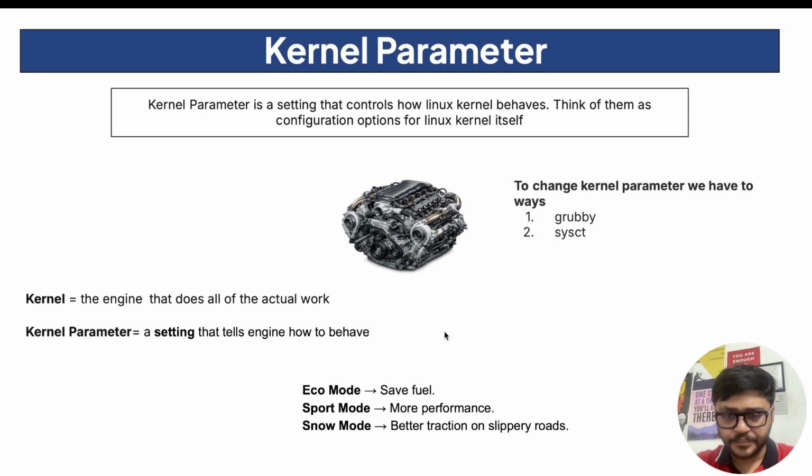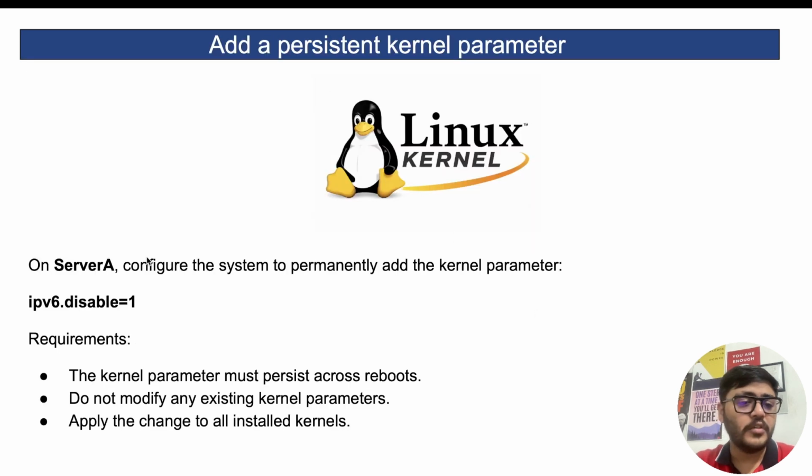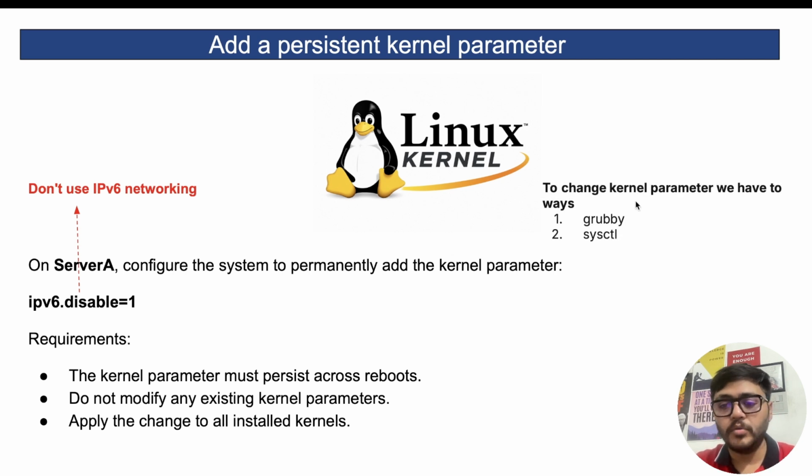What I mean to say is that in the question, you can see that we have to set ipv6.disable=1. This is the kernel parameter which is telling the system not to use IPv6 networking. Whenever your system boots, your kernel will see this kernel parameter, or setting, and not use IPv6. To set the kernel parameter, we have two options or two utilities. The first is grubby and the second is sysctl. I'm not going to explain the difference right now, but when we perform the hands-on, you will automatically understand the difference between these two utilities.